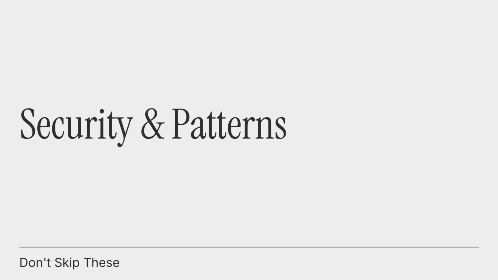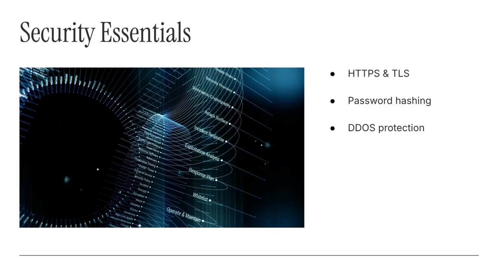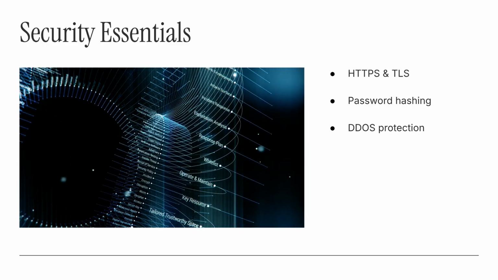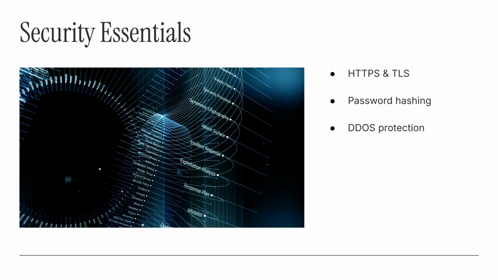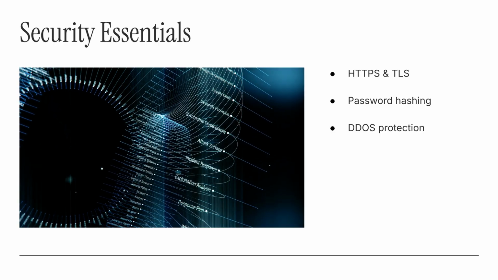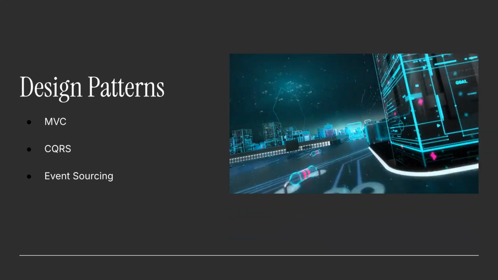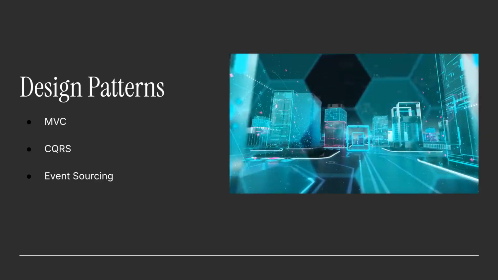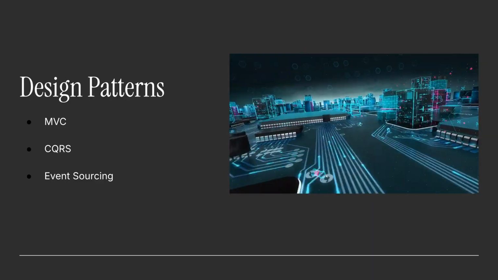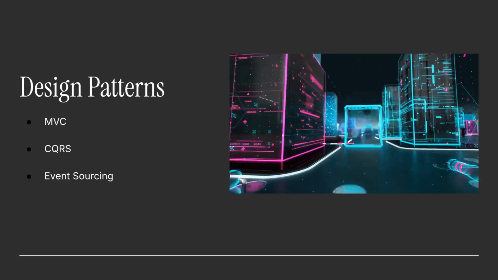Moving on to security and system design patterns. These topics show the maturity of your design approach. Interviewers love security. Learn about HTTPS and TLS, secure password hashing using bcrypt, API security, basic DDoS protection, and role-based access control. Design patterns turn theoretical knowledge into tangible architecture. Review patterns like MVC, CQRS, event sourcing, and the Saga pattern to build complex, maintainable systems.